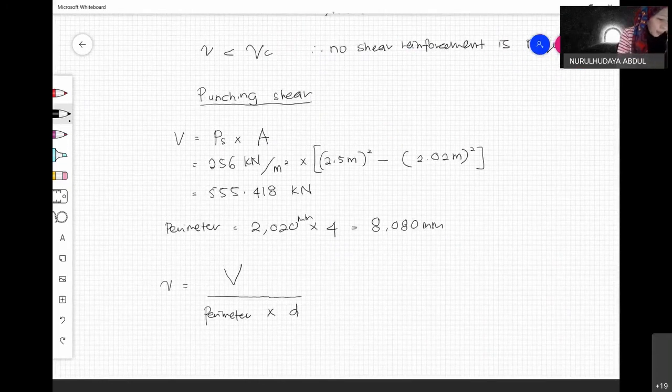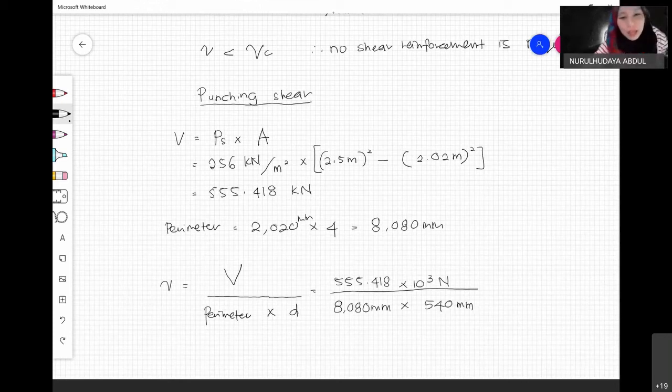Okay, jadi kita boleh kira the shear stress, which is ambil saja value V kita, 555.418 darab 10 kuasa 3 divide with the perimeter 8080 mm and darab dengan 500. Okay, Mac, berapa Mac? 0.127 Mac kata. Betul. Okay, thank you Mac. 0.127. Laju betul dia.